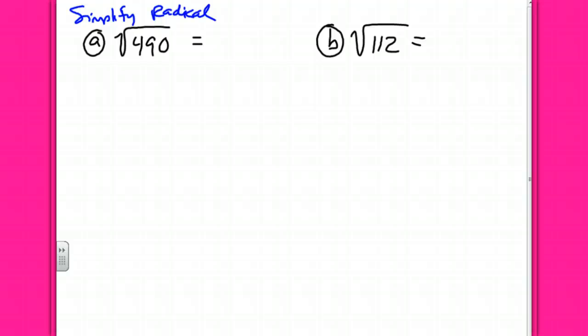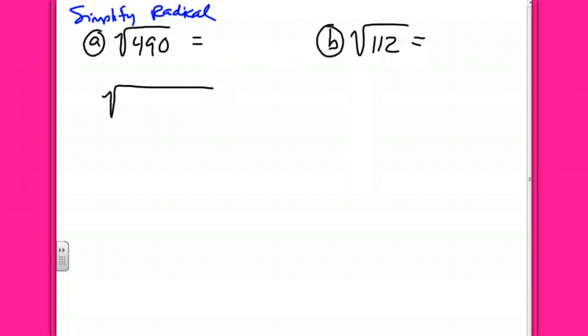So let's try that here. We're going to simplify these radical expressions, and we're going to use that product property that we were just trying. Okay? So 490. We want to find the square root of 490, but actually we don't want to find the actual square root. We want to just simplify the radical. So we want to take out any perfect square factors that are in that radical. And we can start by factoring it.